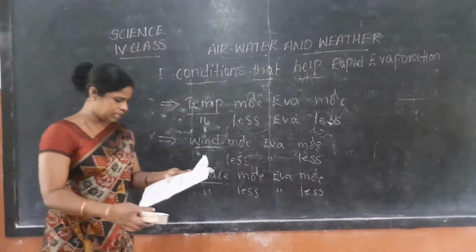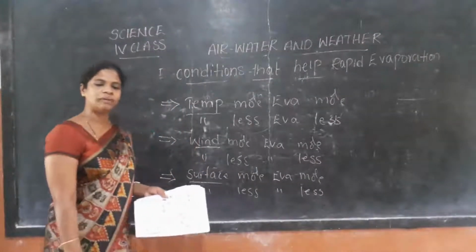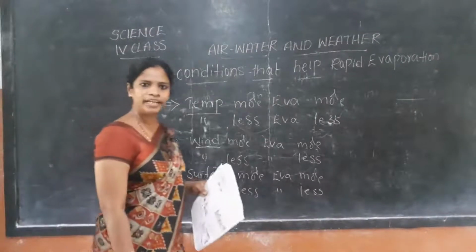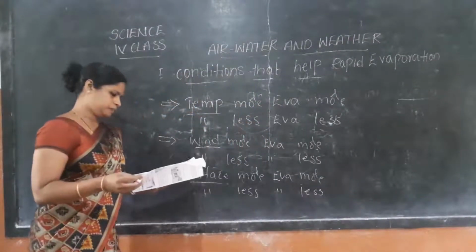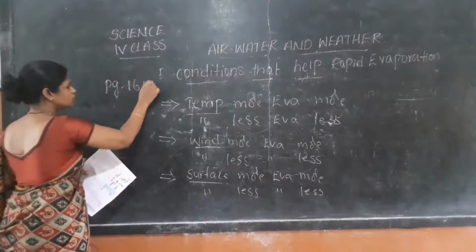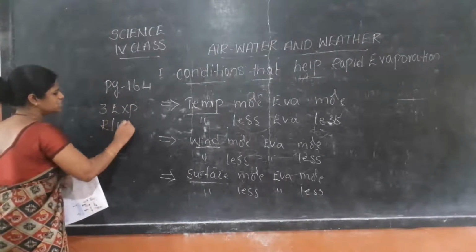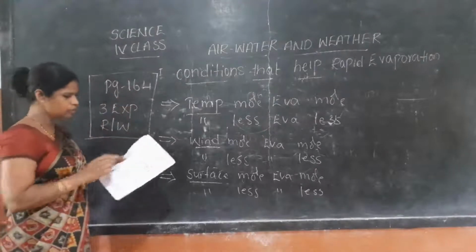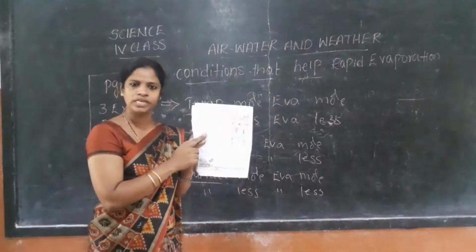Okay, students? Let us move to the next topic. We will discuss the next topic in our next class. So with this, I want to end today's class. Let me give you the home task. Page number 164. You have 3 experiments. Read these 3 experiments and write them one time. This is your home task, students. Okay, students? Thank you so much.